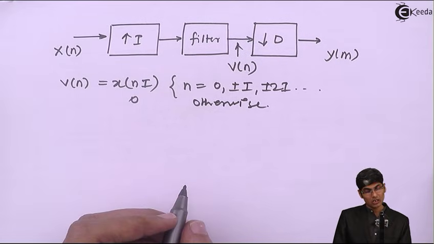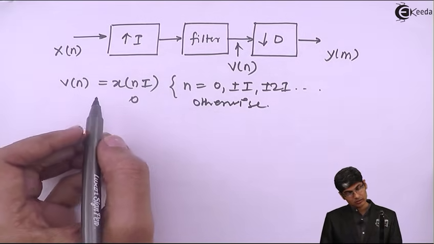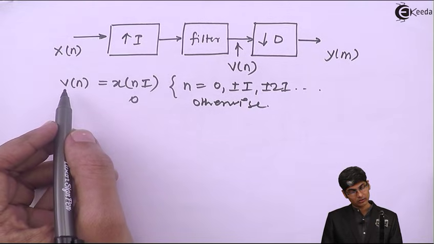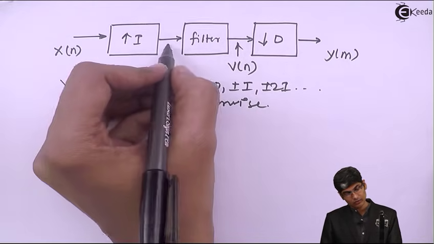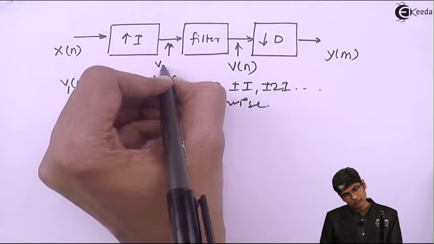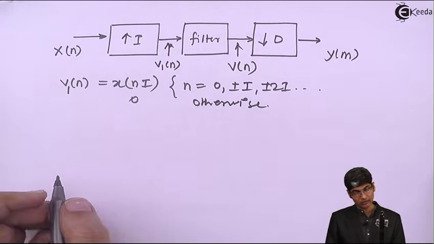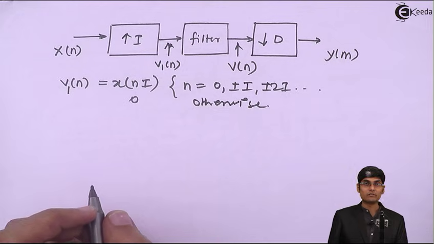Okay, but it will not only be x of n. I am extremely sorry. Let's say v1 of n. v1 of n is over here. v1 of n is x of n by I, because it's only after upsampling.